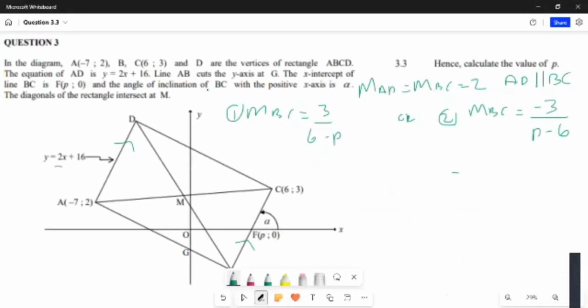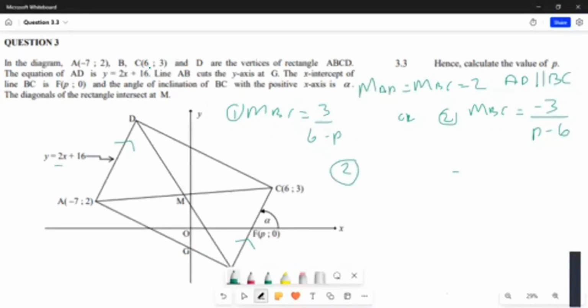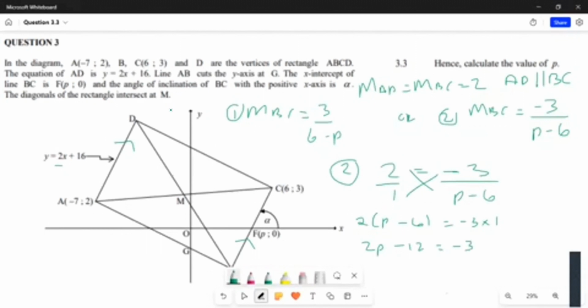Calculate the value of P using option number 2. In the place of the gradient, we will place our 2, and that will be equal to minus 3 over P minus 6. To solve for P, I will use cross multiplication. So I'll have 2 times P minus 6 equals minus 3 times 1. 2 times P is 2P. 2 times minus 6 will give me minus 12. And minus 3 times 1 will give me minus 3.